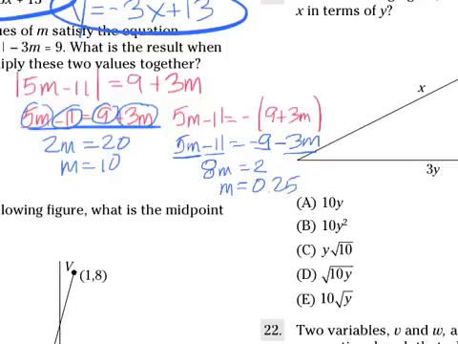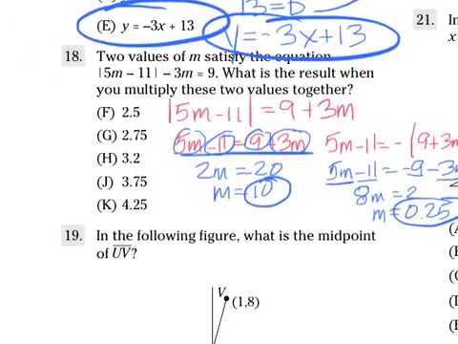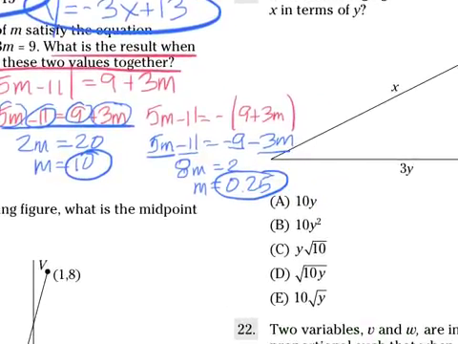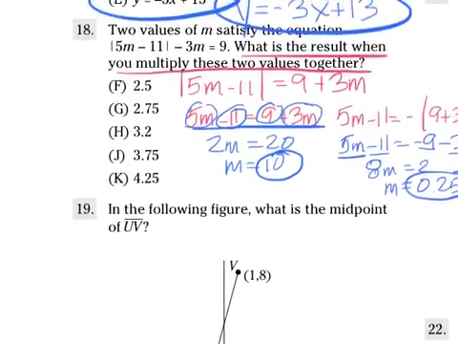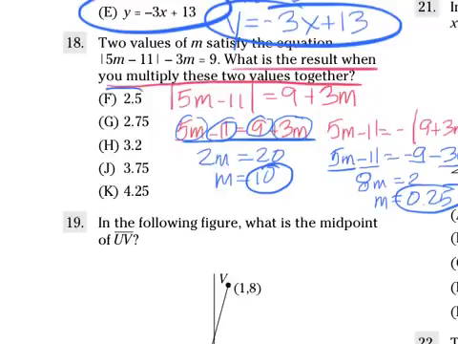So if I multiply 10 by 0.25, remember that's what it's asking for up here: what is the result when you multiply these two values together? You have to multiply 10 and 0.25 to come up with 2.5, and that would be F.